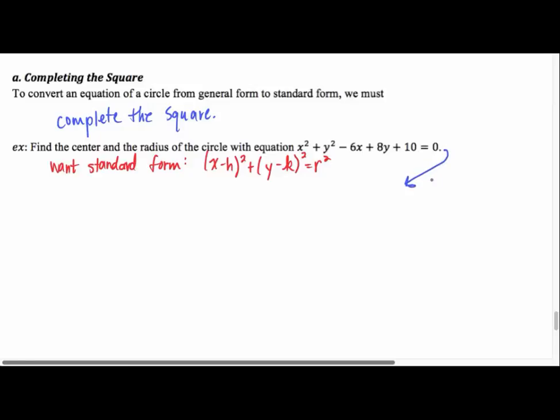Okay, so first we're just going to rearrange. And then I'll complete the square. So let's put all the x terms together. So let's write it as x squared minus 6x. Put those together. Then leave a little space. Then let's put the y terms. So let's put plus y squared plus 8y. Leave a little space. And let's move the 10 over to the right. So equals negative 10. Okay, I left space because we're going to have to add some numbers in here and here to make these into perfect squares.